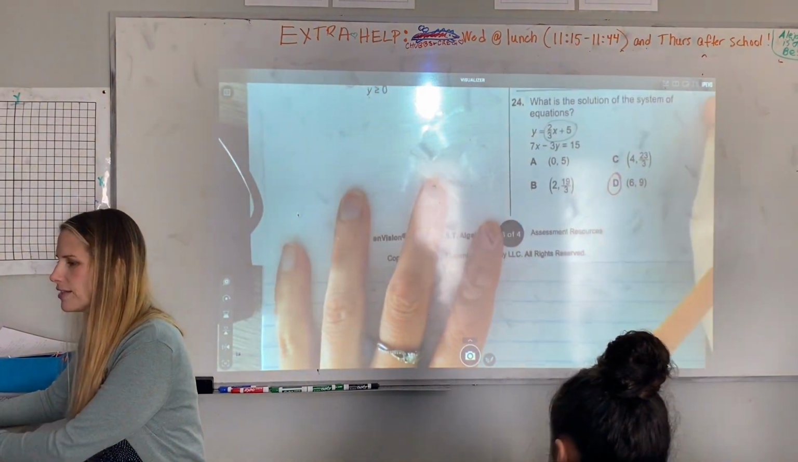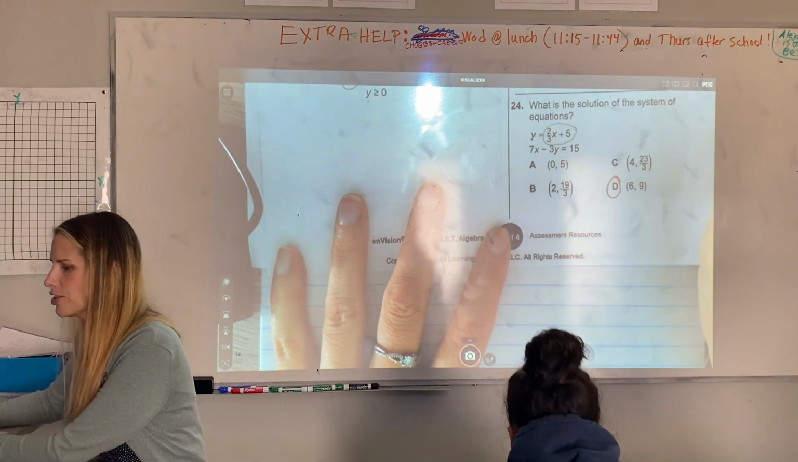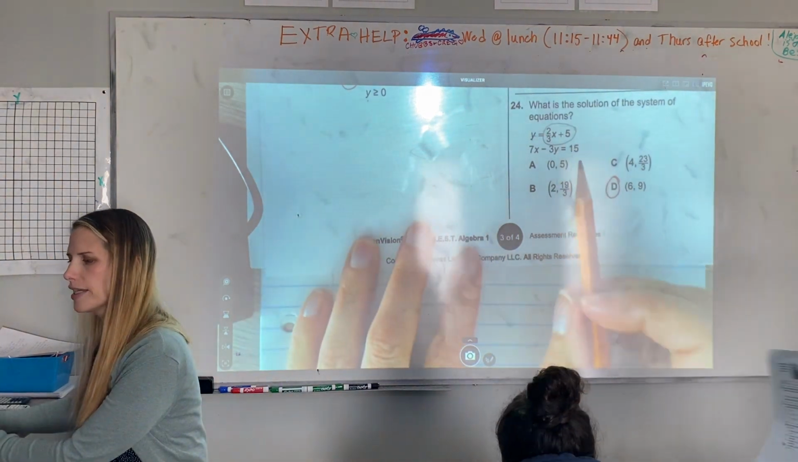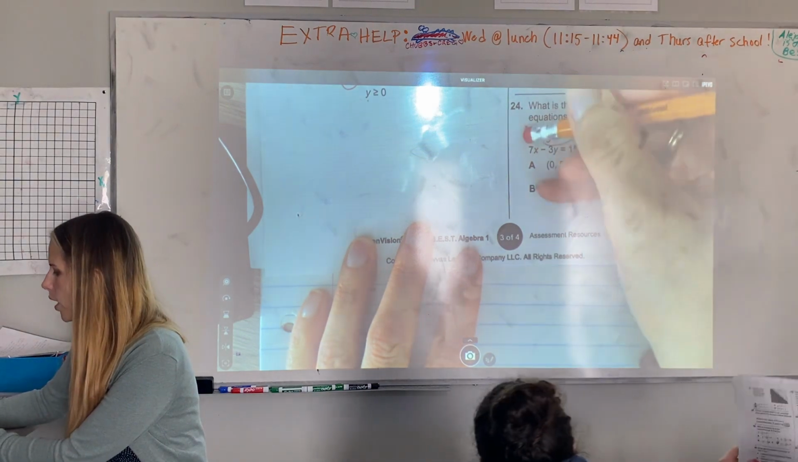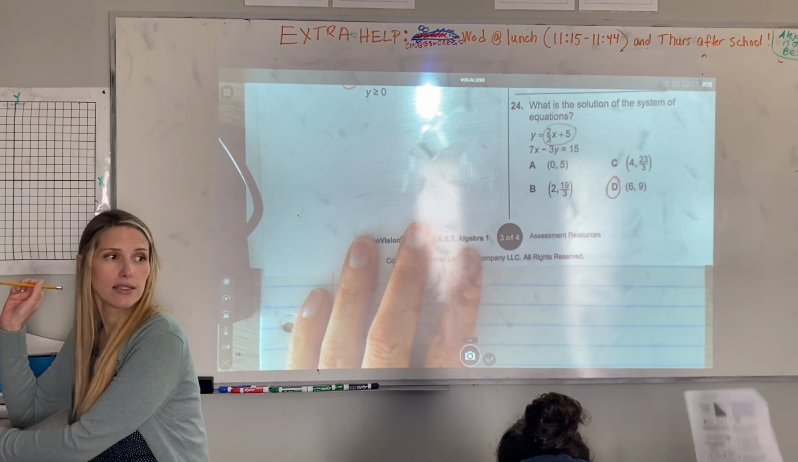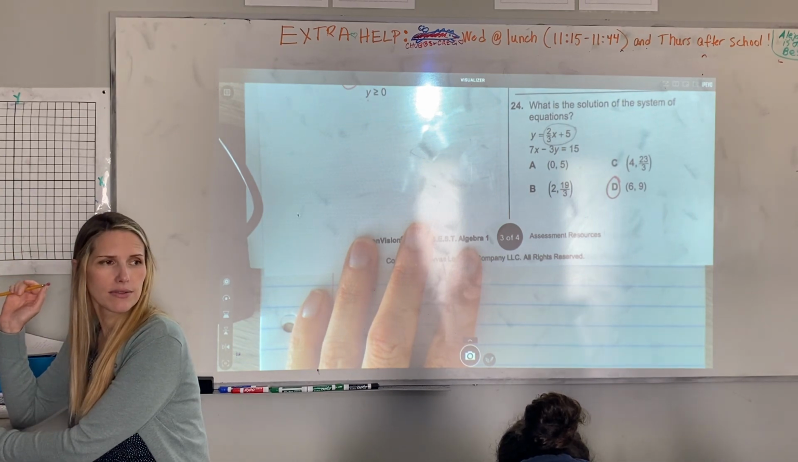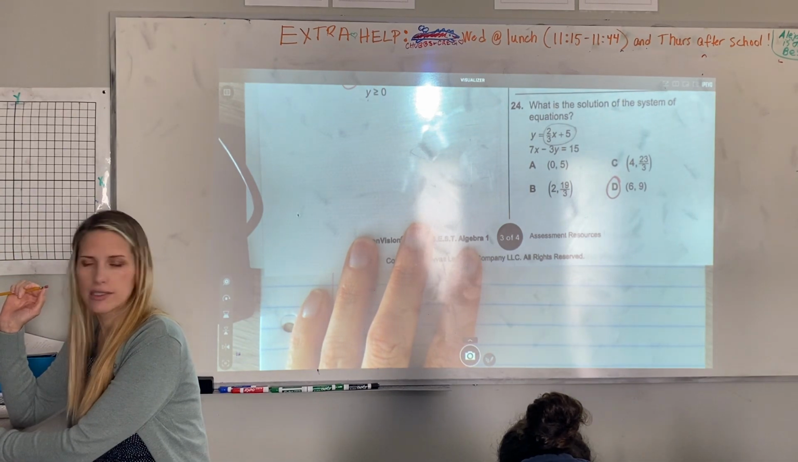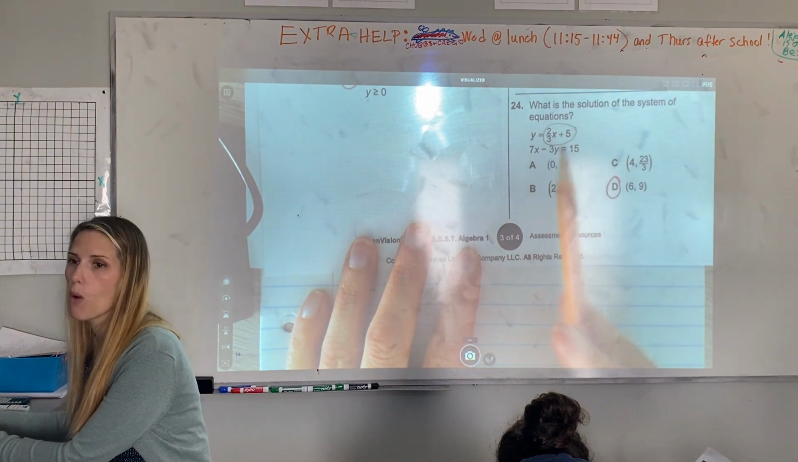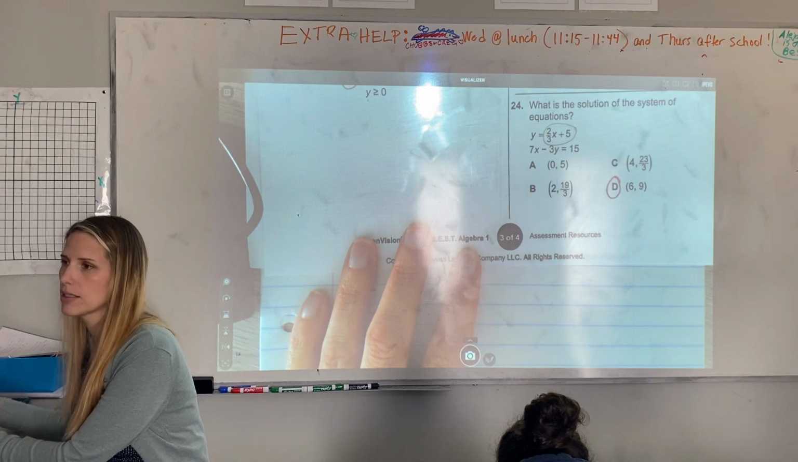Our good old friend, solving systems of equations. What is the solution of this system? Let's take a look at it. Aiden, what method is this system set up for? It's set up for substitution. Substitution is correct. Can anybody tell me why it's set up for substitution?